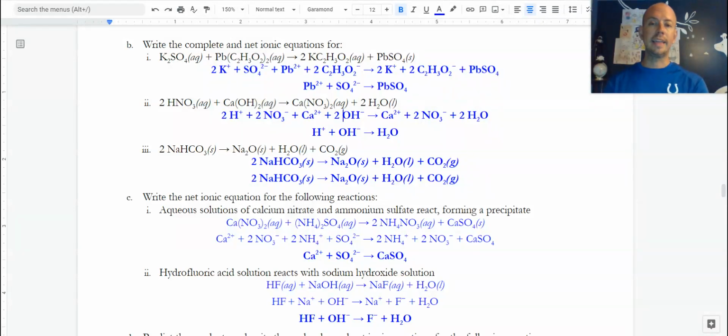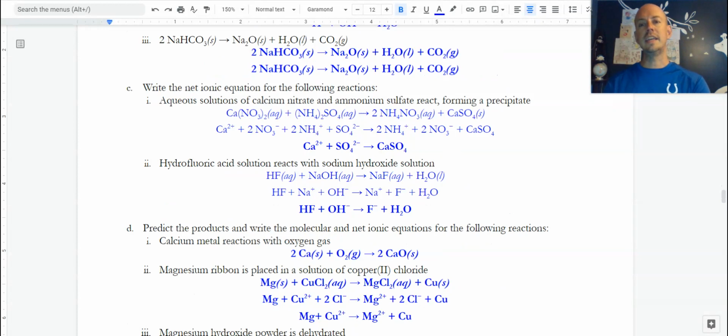Right here, it gives us a molecular equation of sodium bicarbonate breaking down into products. But it is a solid, which doesn't get ionized, a solid, which doesn't get ionized, a liquid, which doesn't get ionized, and a gas that doesn't get ionized. So every version of this equation is the exact same. We don't break something apart just because it's ionic if it's written as a solid, liquid, or gas.